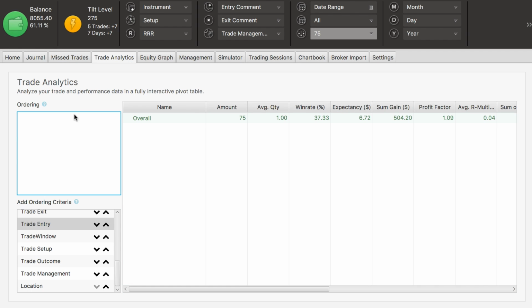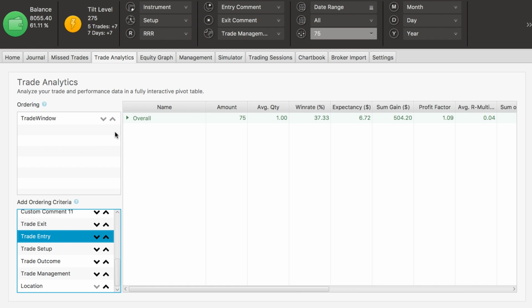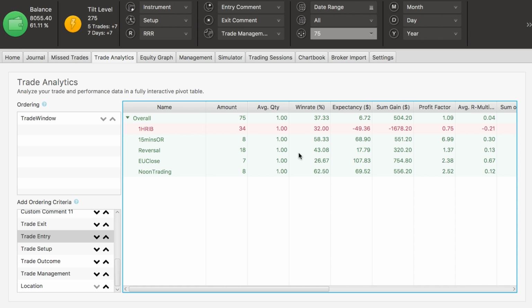Then his other custom statistic is called trade window, and again here is one outlier that really stands out. Almost 50% of the trades that he used this custom statistic with have this specific custom statistic assigned, and you can see the sum of the gain is minus 1,678. So this is again a very, very significant number compared to the overall gain of 504. Just eliminating or improving those trades will have a huge positive impact on the overall trader performance.